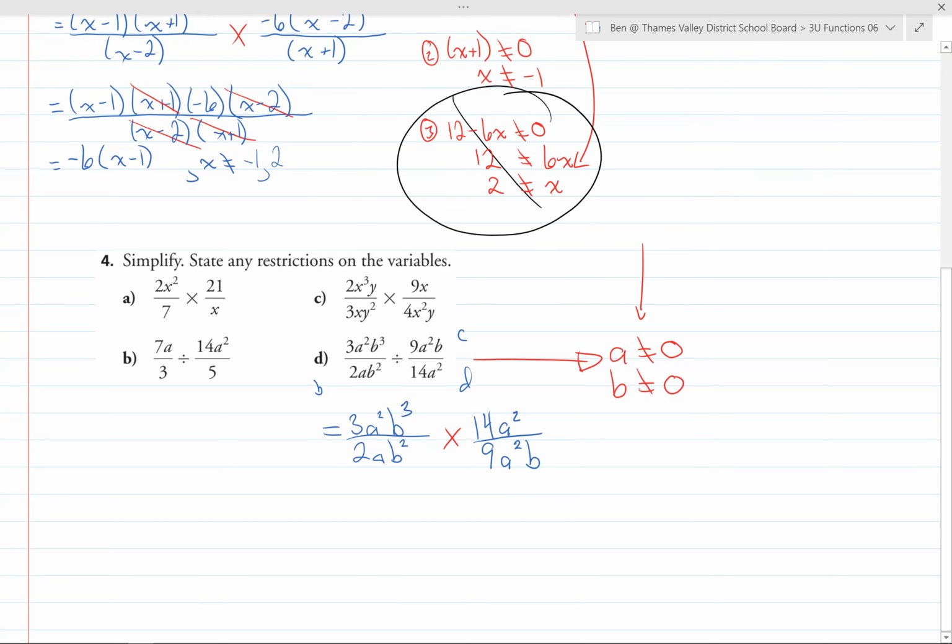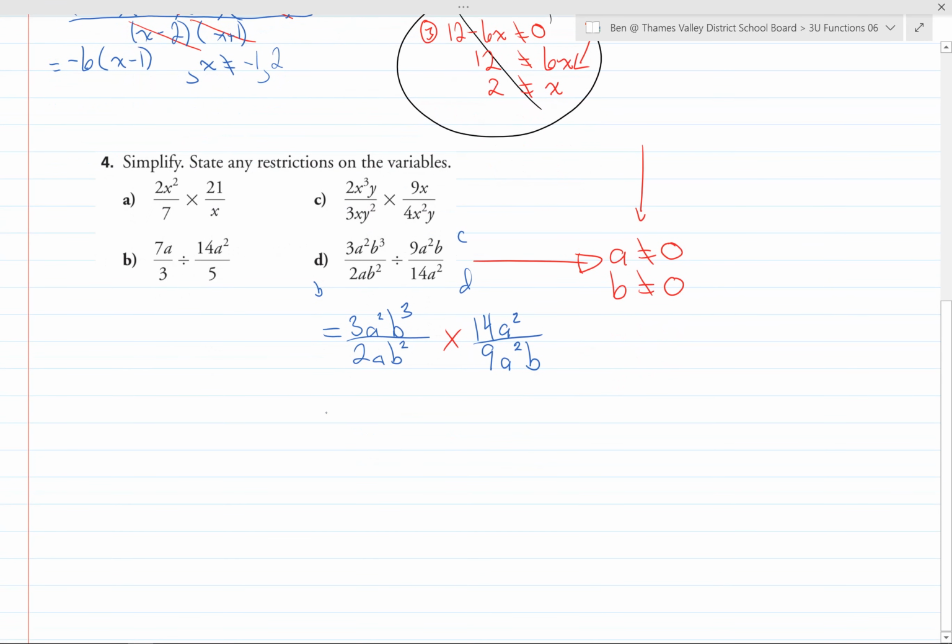Perfect. Now that I've done this, again, I've already stated my restrictions. I can move forward. I know how to work with this. I'm going to start multiplying my numerators together. First, I'll start off with the coefficients. So 3 times 14 times a squared, so that's a to the power of 4, times b cubed, all divided by 2 times 9 times a cubed, b to the power of 3.